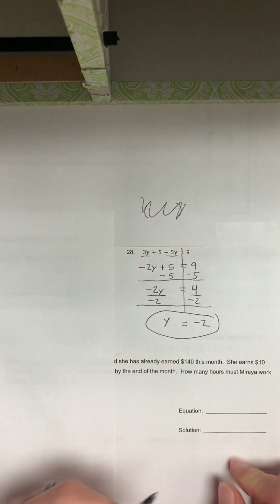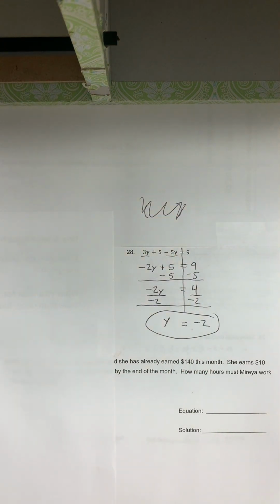And now I have y by itself. So I've solved. I've finished the problem. y equals negative 2. Great work.